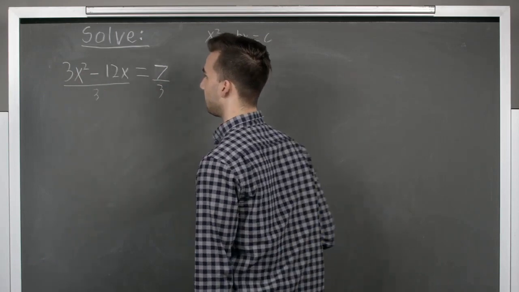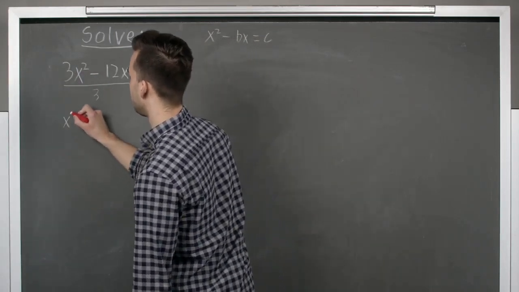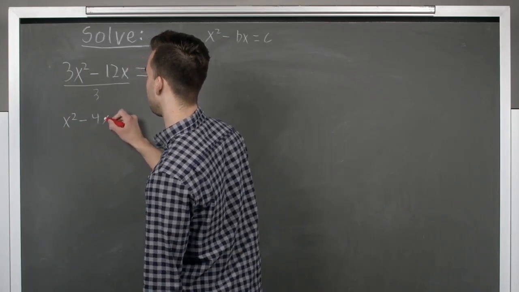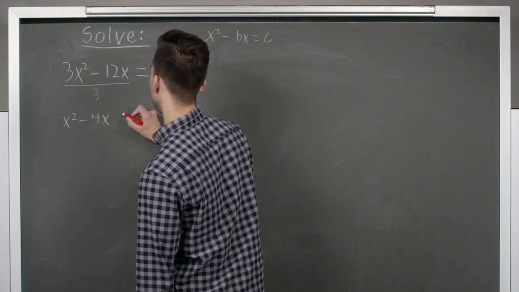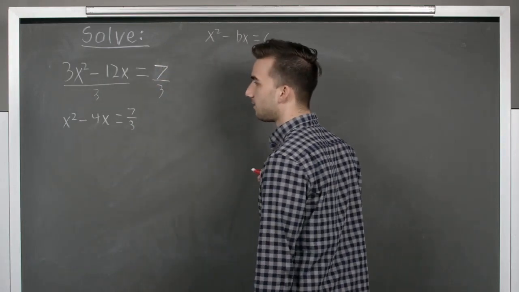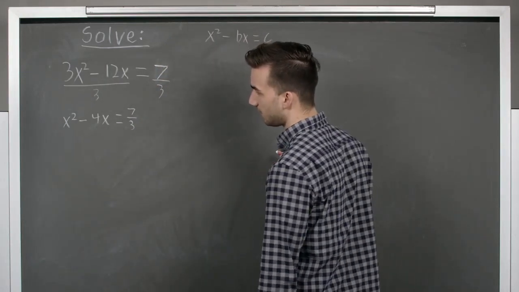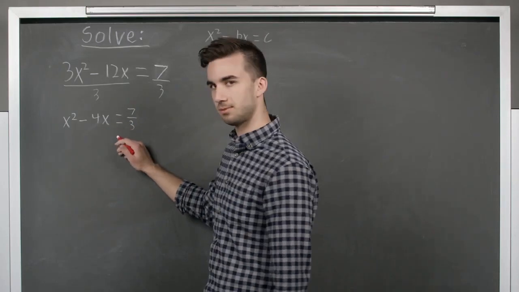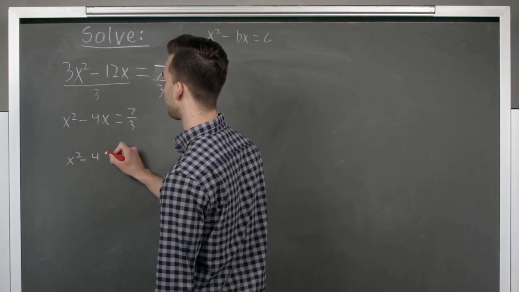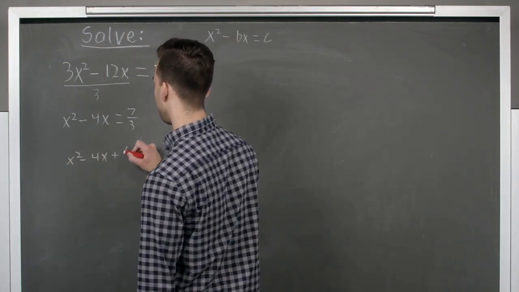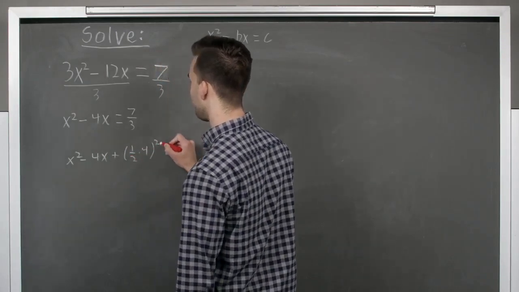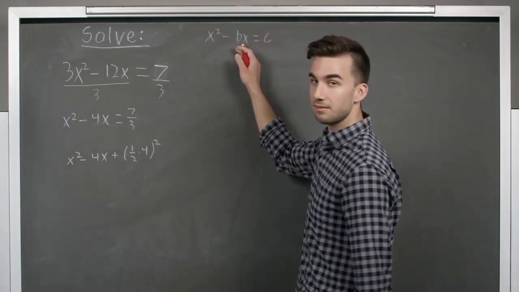So what's 3x squared divided by 3? X squared minus what's 12 divided by 3 times x, minus 4x. And then we have equals 7 divided by 3. And now our next step for completing the square is to add 1/2 b squared to both sides. So I'll just rewrite this down here. X squared minus 4x plus 1/2 of 4, squared, right? Because 4 is our b value.